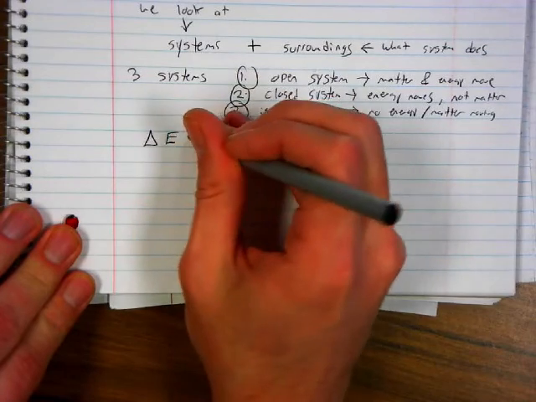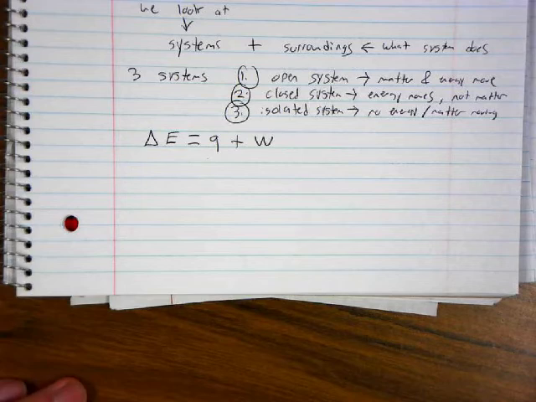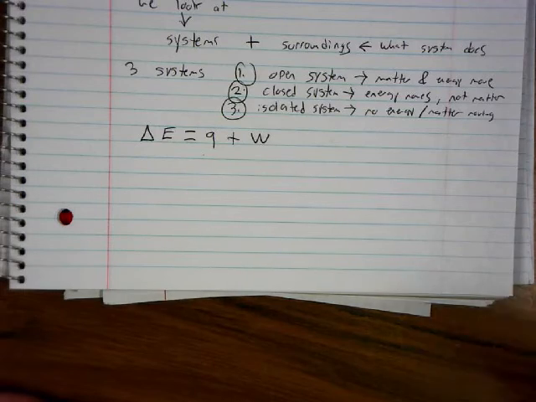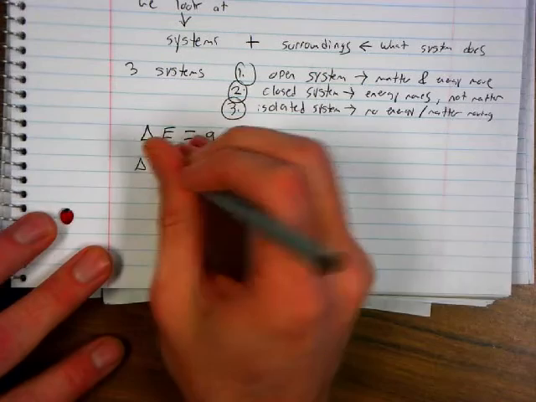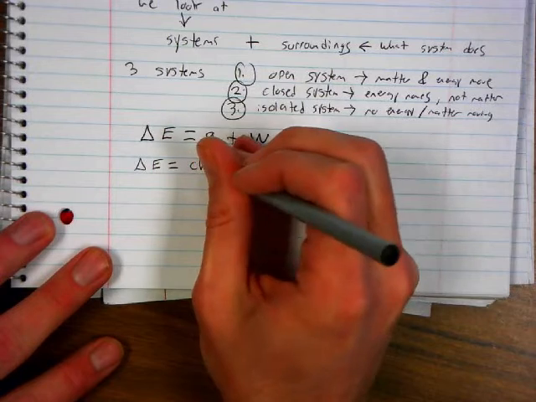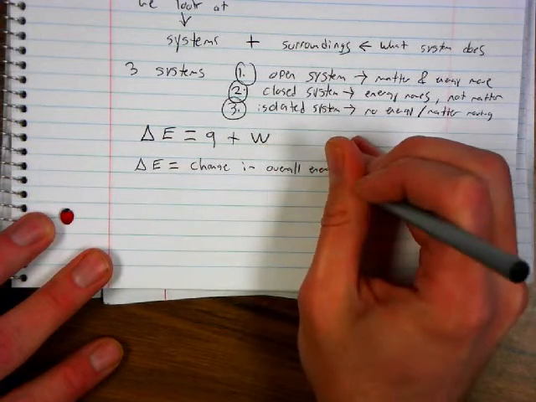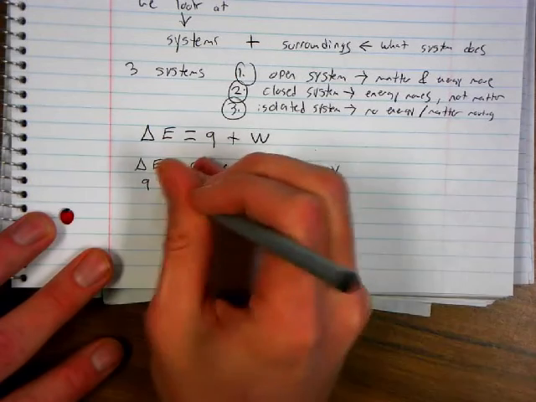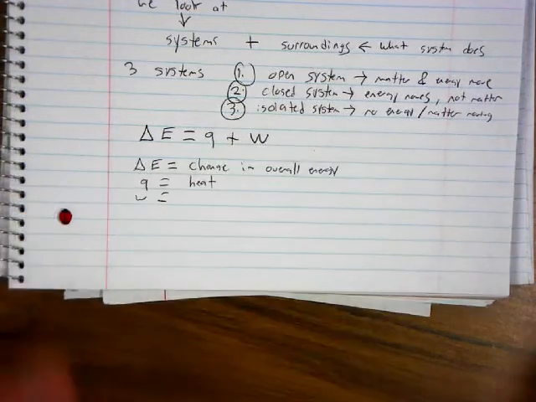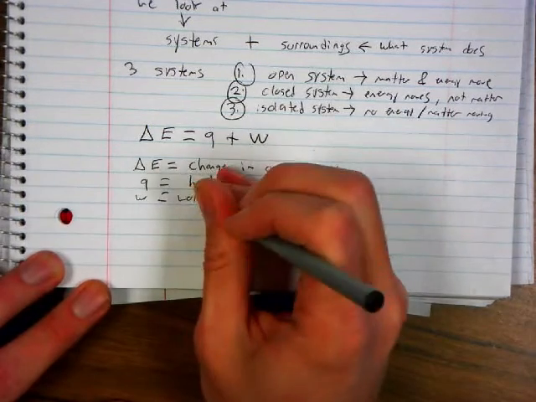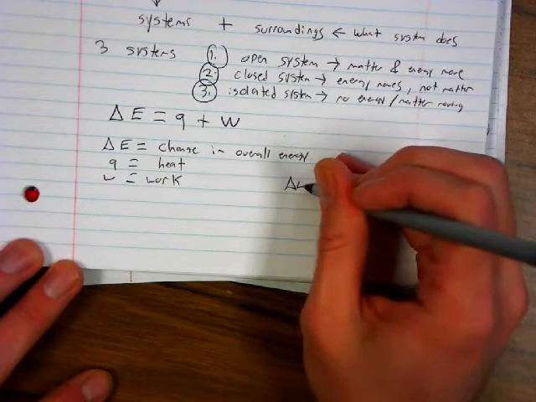You'll see it written like this. Delta E equals Q plus W. So here come the deltas. Lots of deltas now. Delta E is the change in overall energy. Q, we know, is heat. And W is going to be work.